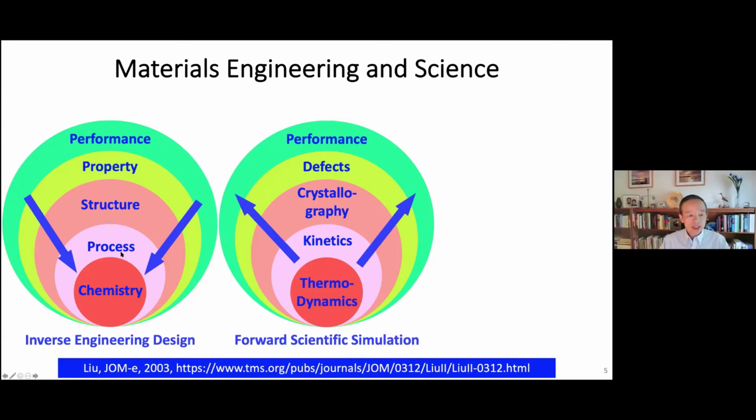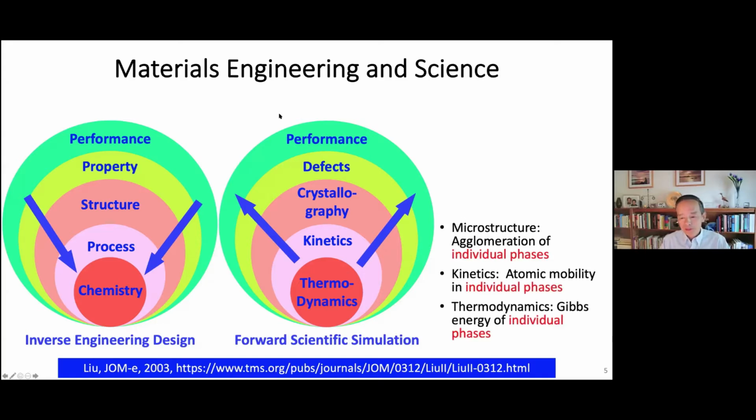Another one is inverse design. So we need both engineering and science. That's why it's very nice, right? Not many majors have both of them in the name. We have materials science and engineering.